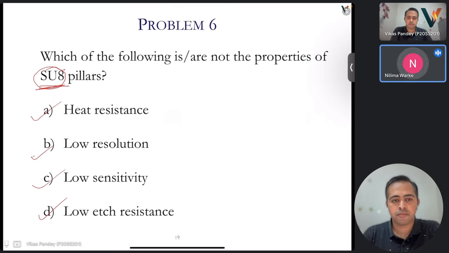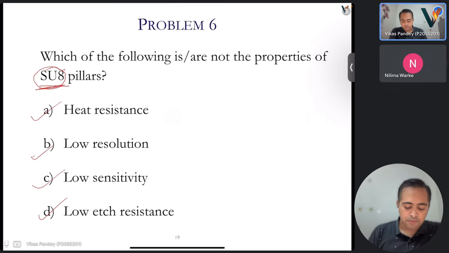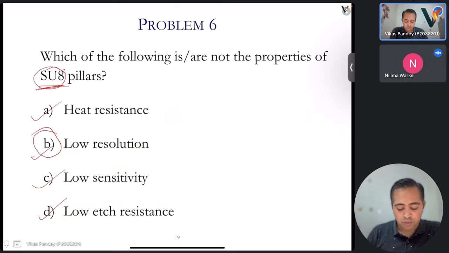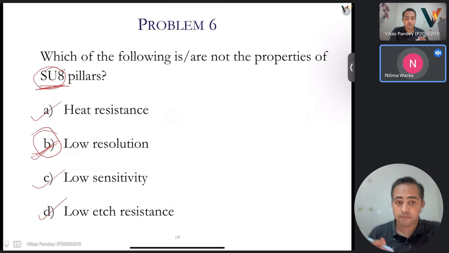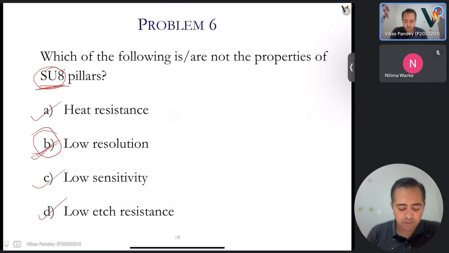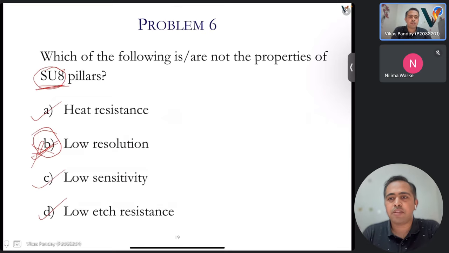Is it a low resolution? Low resolution, because it actually is high. Okay, sorry, no. Low, yes, resolution. It has a very high resolution, so this one will be wrong, like low resolution. And it is actually very sensitive. It has a high sensitivity as well as high etch resistance.